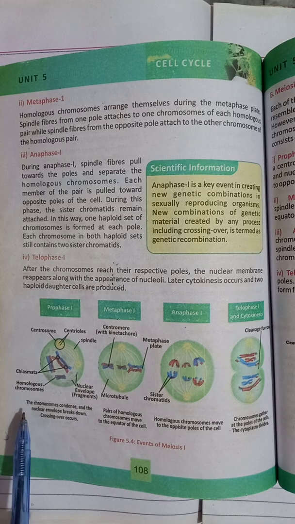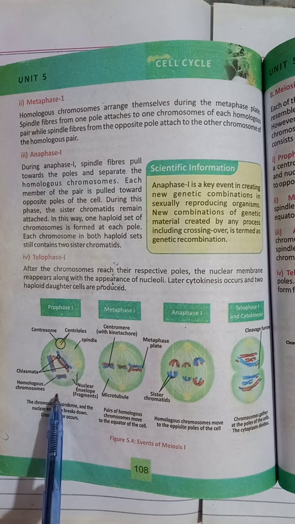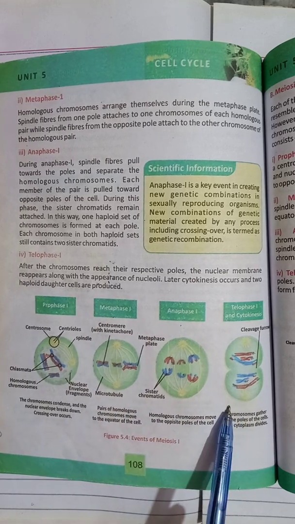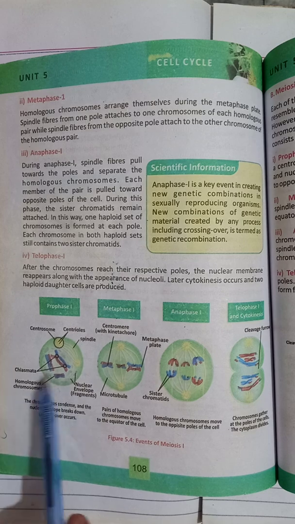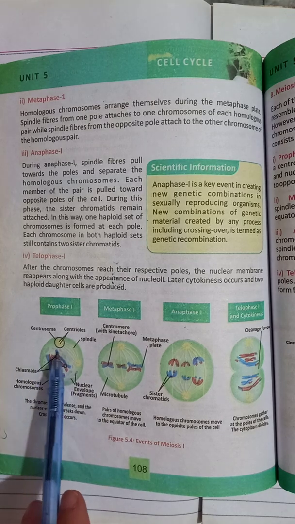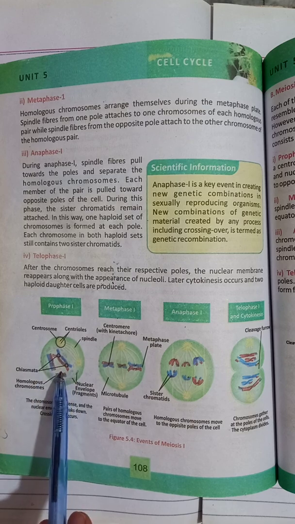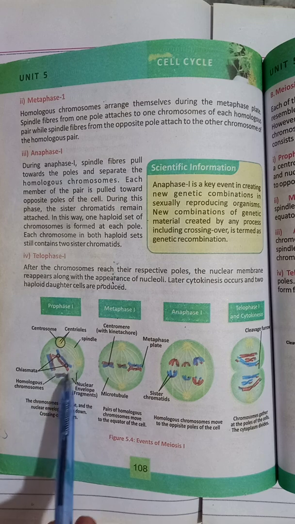Students, here in this diagram we have these 4 events of meiosis 1, that is prophase 1, metaphase 1, anaphase 1 and telophase 1. As on the previous page, that is 107, we have done about the most important events which are taking place during prophase 1. So they are concluded here, or it simply started from here.